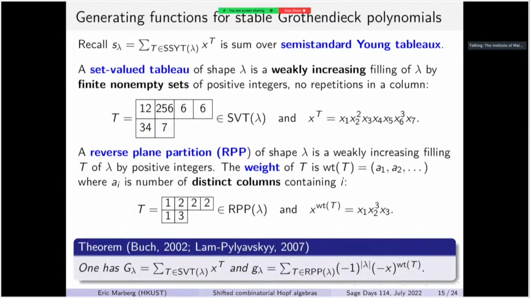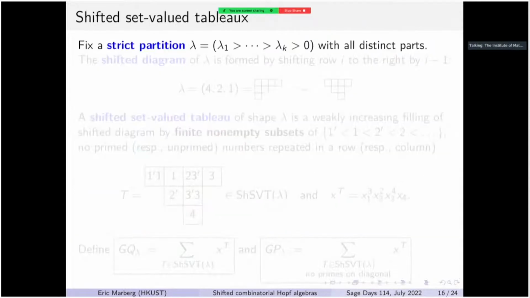Okay, so this is sort of the K-theoretic generalization, and now I want to talk, in the last part of the talk, about shifted analogs, which is sort of launching into newer territory.